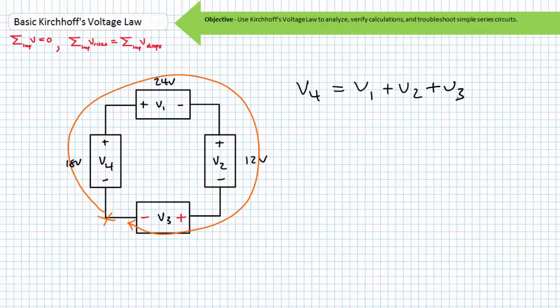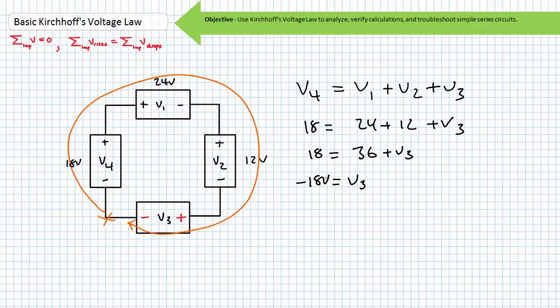Substituting in the given values, we find that 18 volts equals 24 volts plus 12 volts plus V3. Subtracting 36 from both sides yields V3 as negative 18 volts. This negative value needn't be surprising given the polarity we randomly assigned it.